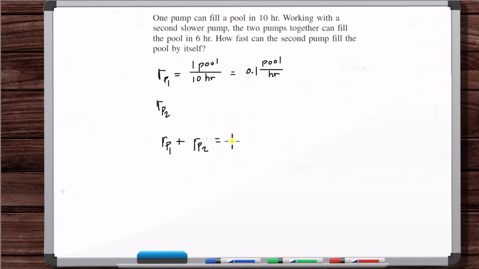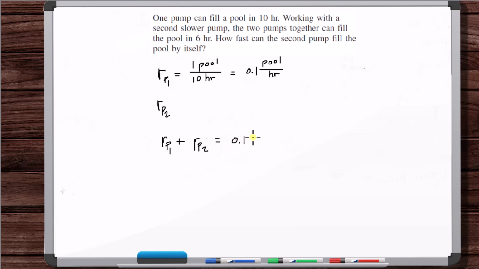Like, okay, if you have the exact same size pool, one pump can fill up one pool in an hour. The other pump can fill up one pool in an hour. Well, you put them together, it's going to do it in half the time. They'll do it in 30 minutes. They'll fill up 2 pools per hour. You see?